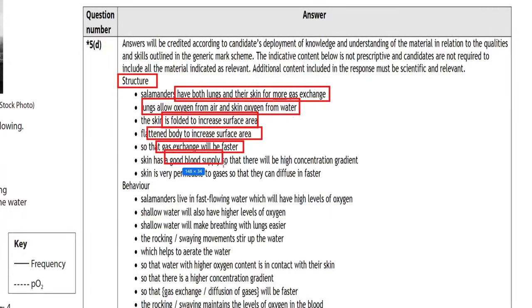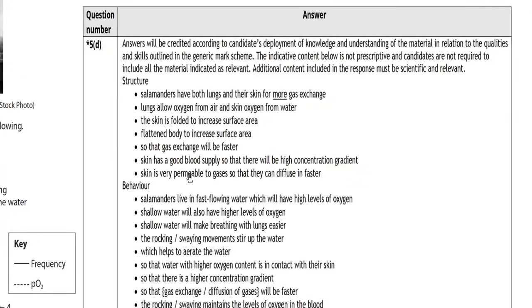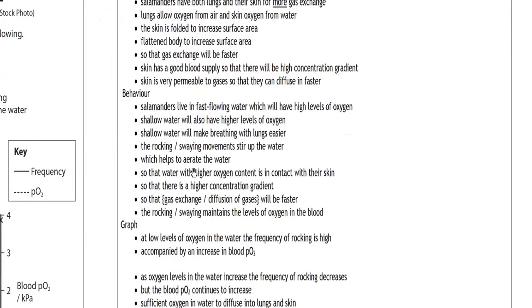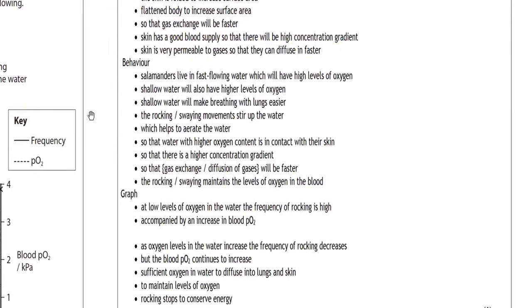The skin has a good blood supply, so there will be a high concentration gradient. And remember, the skin is permeable to gases, as we took before in amphibians, remember, in O level. And now we're talking about the AS here. The same idea came for the salamanders. The behavior: they are living in fast-flowing water. The idea of fast-flowing water allows the oxygen to be high for sure. Shallow water will also have a higher level of oxygen, so there will be easier breathing with lungs.